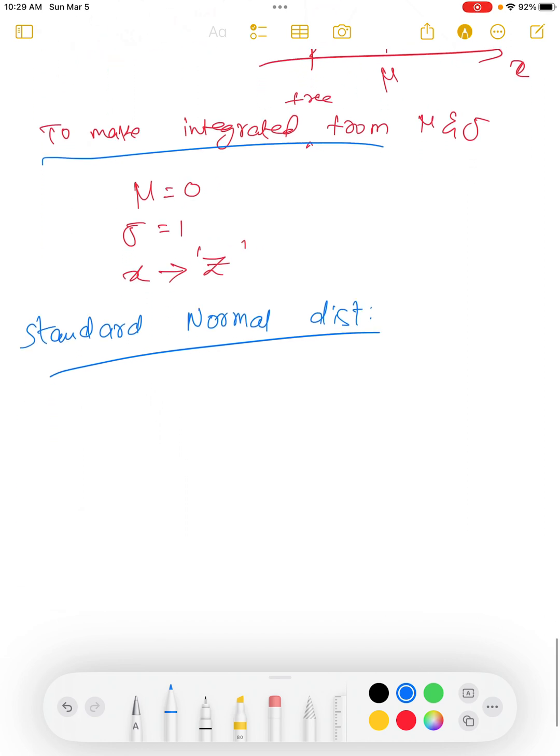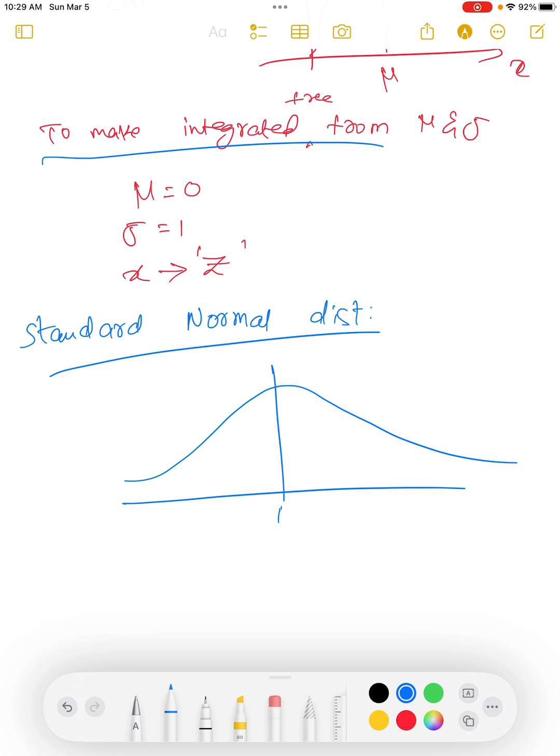It's like the area under the curve, same, simple. Before it was mu, right? So I'm assuming it is 0 now.